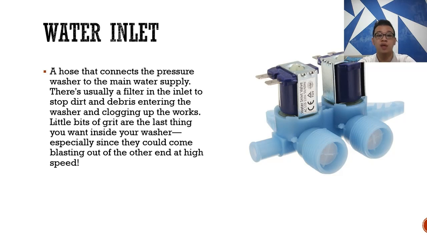There is usually a filter in the inlet to stop dirt and debris entering the washer and clogging up the works. Little bits of grit are the last thing you want inside your washer, especially since they could come blasting out of the other end at high speed.